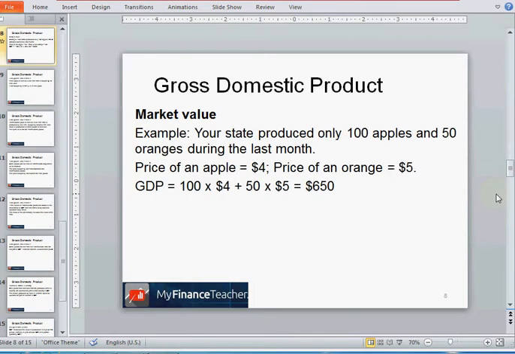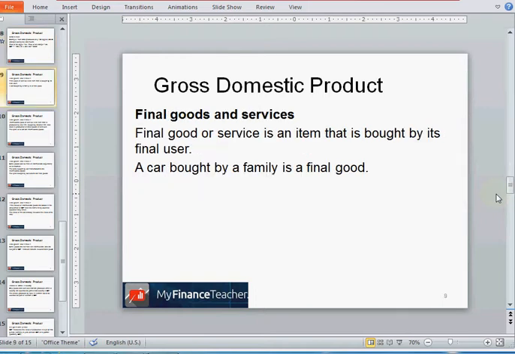For example, if your state last month produced only 100 apples and 50 oranges, then the monthly GDP over the last month of the state, given the price of $4 per apple and the price of $5 per orange, would be $650, within which 400 is the value of all the apples produced and 250 is the value of all the oranges produced in the state last month. This would give us a monthly GDP, the GDP over 1 month.